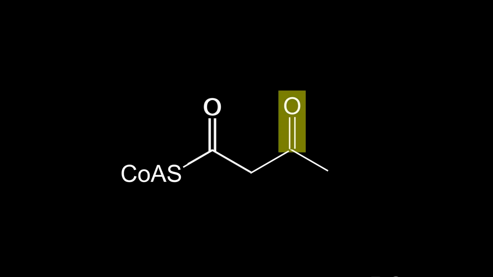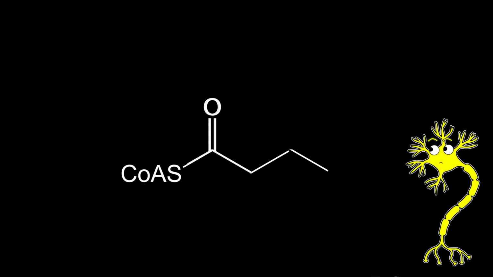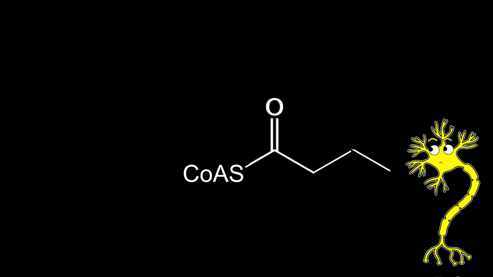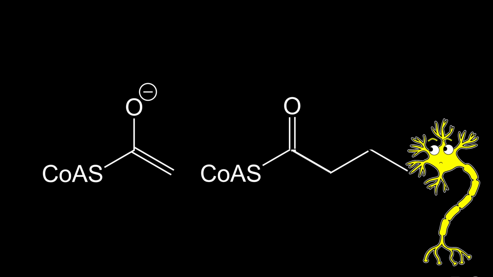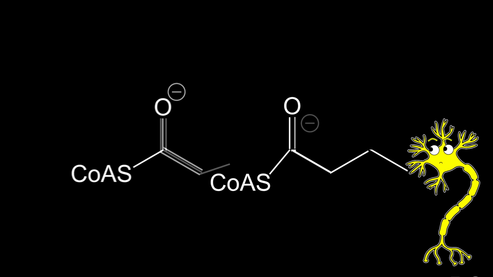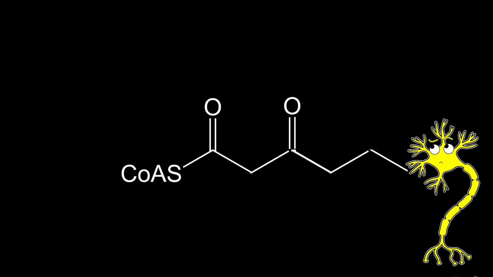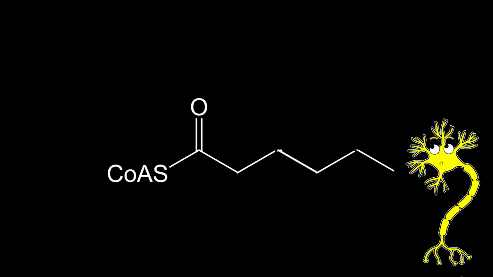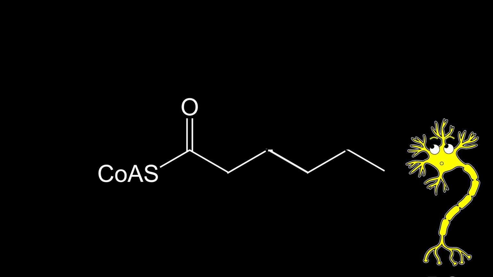Again, we must remove this carbonyl group somehow, which we'll cover later. But once that's done, we can repeat. Form a thioester enolate through decarboxylation and attack, and do that again and again. And that's how nature makes these long carbon chains. Make sure you understand this logic, because this is the crux of fatty acid synthesis.